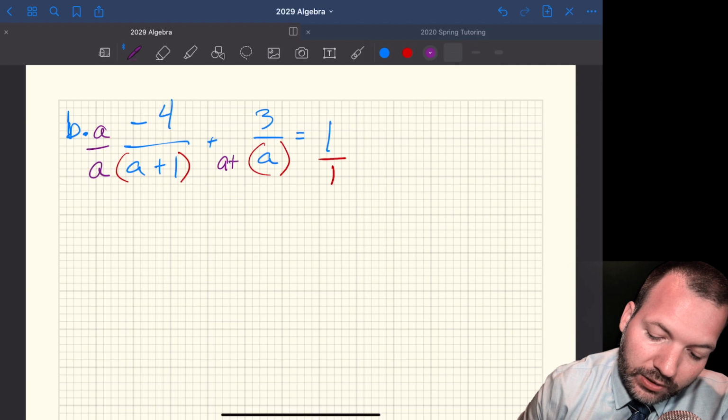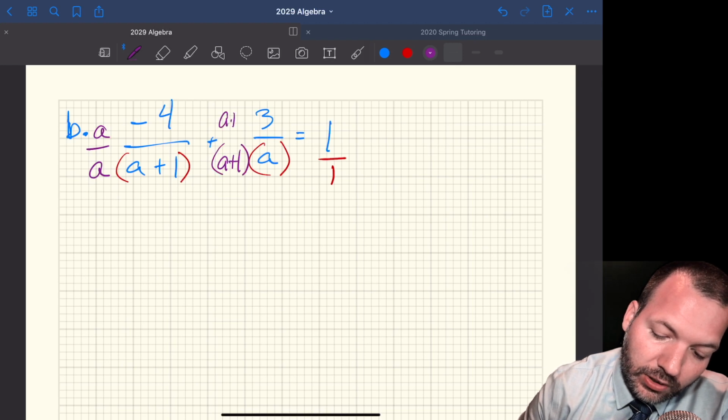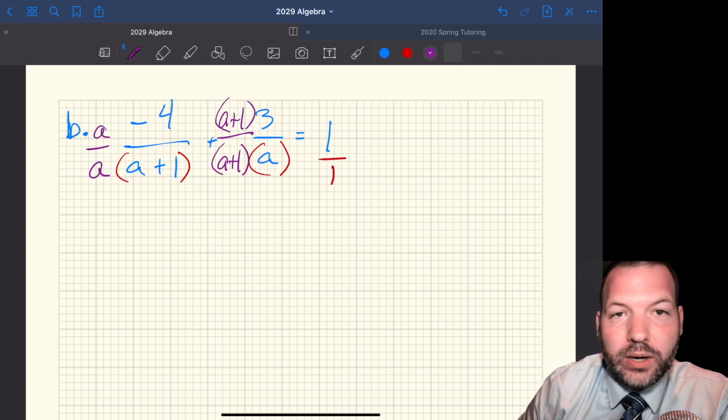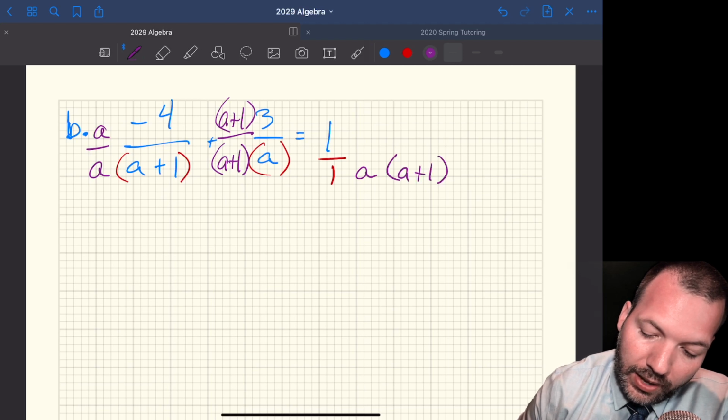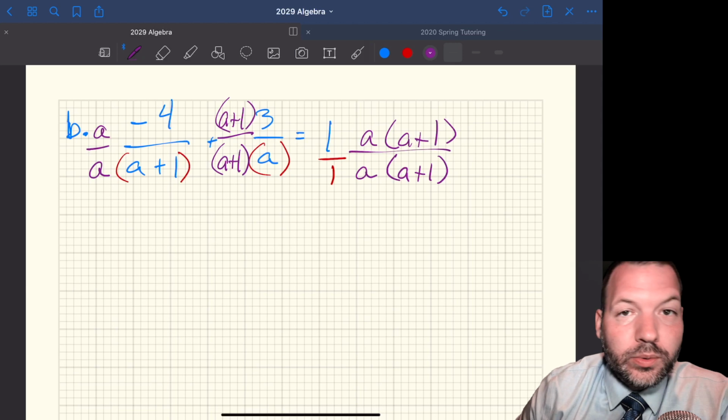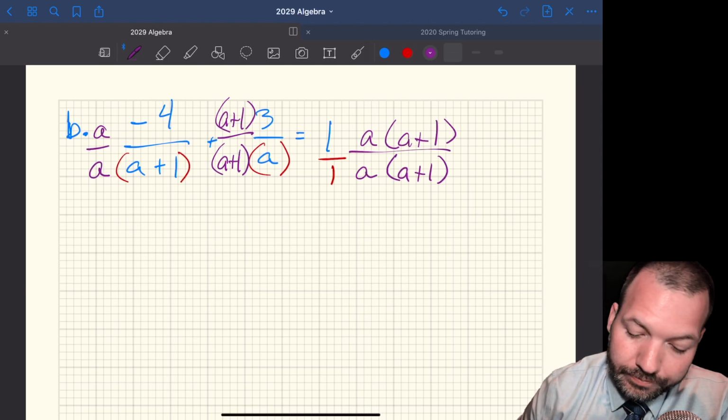What additional factor do I need in that second fraction? a plus 1. But I don't want to change anything, so I make it a plus 1 over itself. What do I need for the 1? I need both of them. I need an a and an a plus 1. And of course, I want to make sure that I'm doing it for both the top and the bottom.